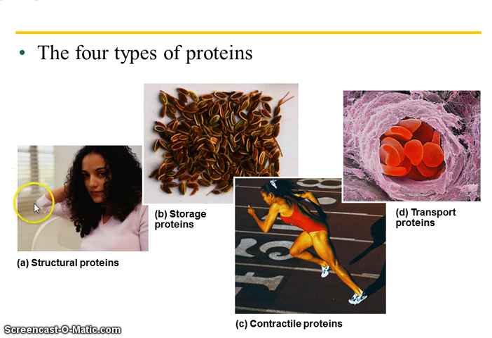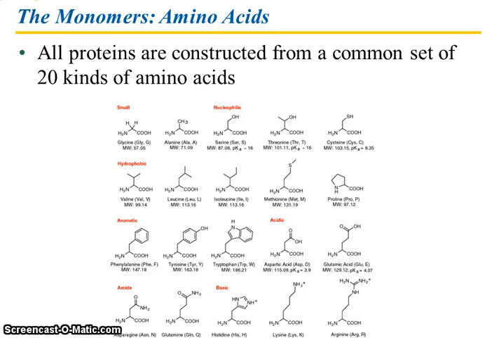There are 4 types of proteins generally: structural, like keratin in your hair; storage for energy; contractile proteins, like in your muscles; and transport proteins. So like hemoglobin in your blood is a protein that helps us transport oxygen.